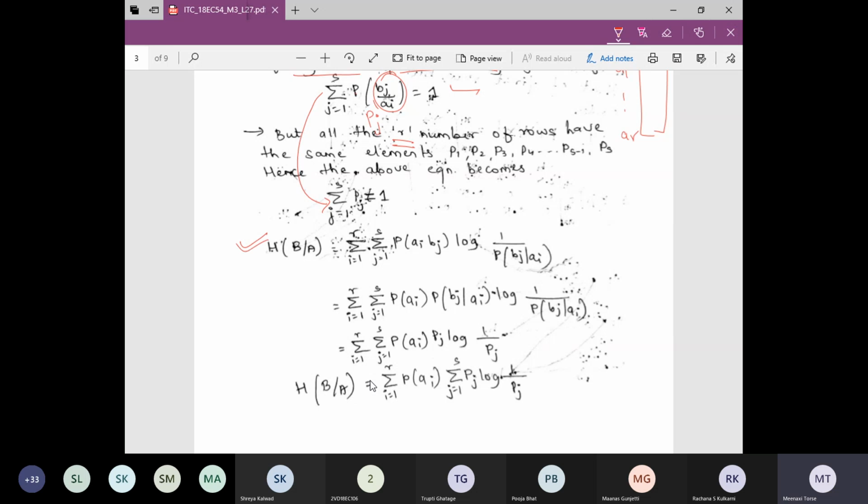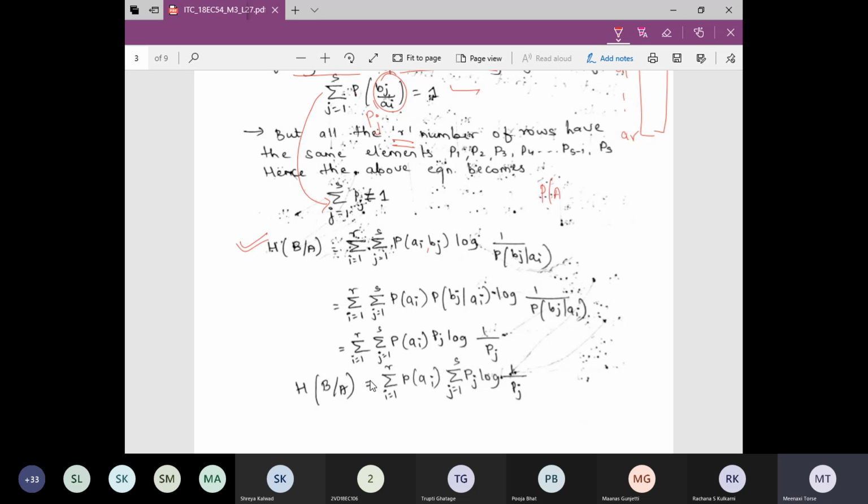In the previous class we had written the equation for H of B by A, that is summation i equals 1 to r, summation j equals 1 to s, P of a_i comma b_j log of 1 divided by P of b by a. B is the output symbol with subscript j, and A is the input symbol with subscript i.